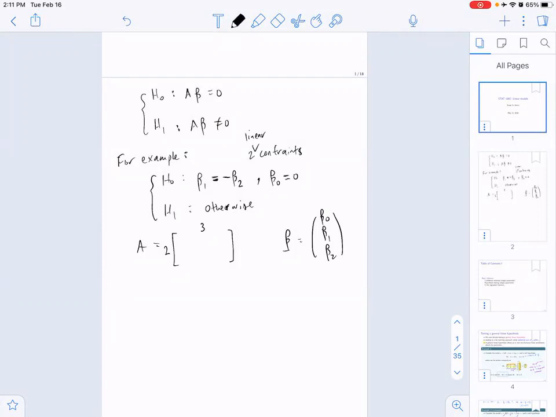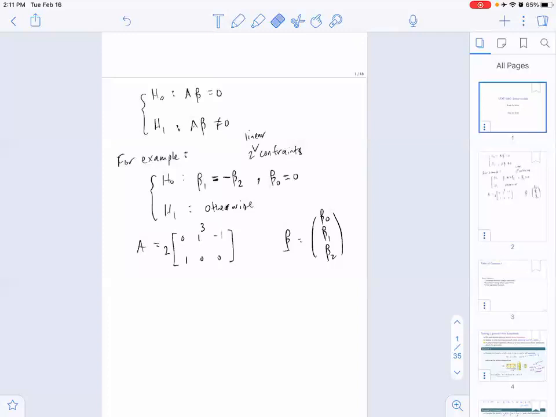I think 0, 1, negative 1 on the first row, and then, wait, hold on. Would it be 1, 0, 0 on the second row? Or yeah, 1, 0, 0.